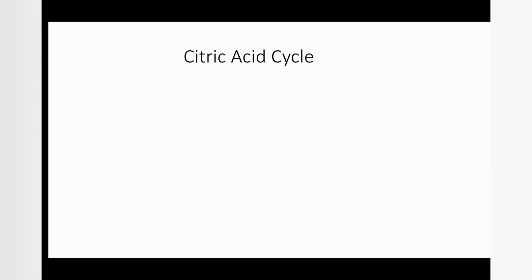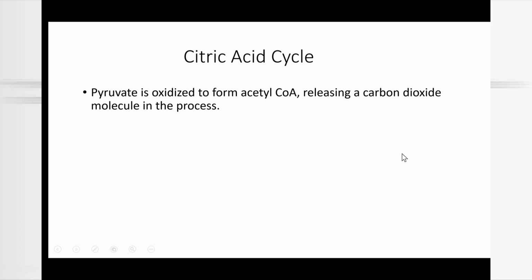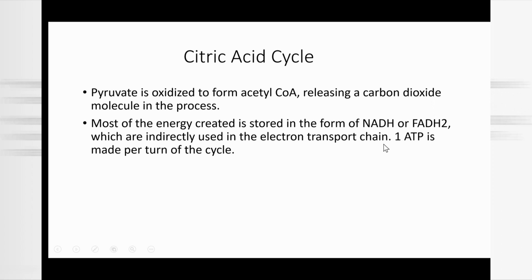Now let's move on to the citric acid cycle. So after glycolysis, if oxygen is present, then the citric acid cycle will occur. This is also known as the tricarboxylic cycle or the Krebs cycle. So in the citric acid cycle, pyruvate is oxidized again to form acetyl-CoA, which is a coenzyme, and this releases carbon dioxide in the process.